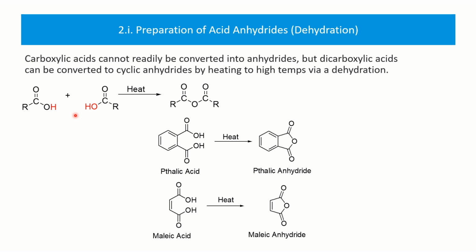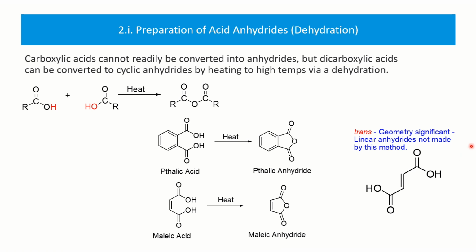We can prepare these anhydrides cheaply by dehydration. For example, 2 moles of the acid with heat will give us the anhydride. Realize that if we have these cis diacids, then the reaction becomes much more efficient. So here, for example, we have phthalic acid to give us phthalic anhydride, and maleic acid to give us maleic anhydride. It has to be cis because in the case of fumaric acid, which is the trans acid, the acid groups are too far away from each other, and so this will not give us the dehydration to form the anhydride.